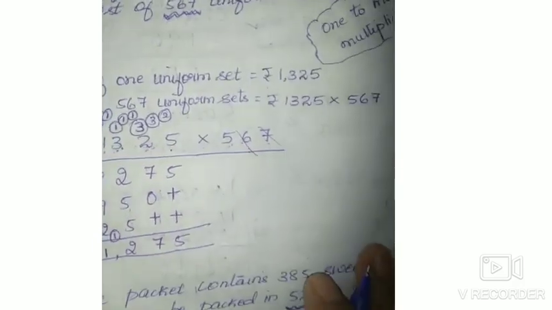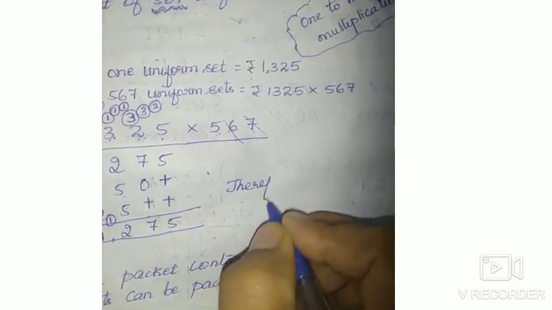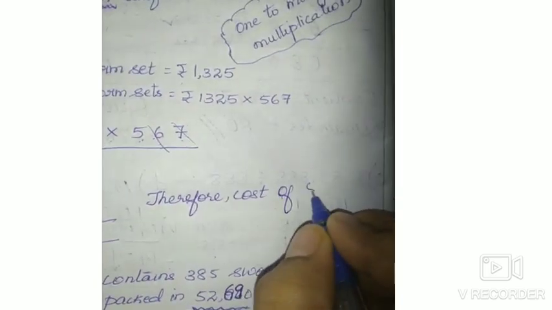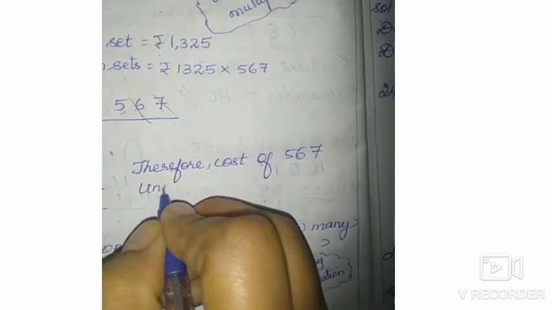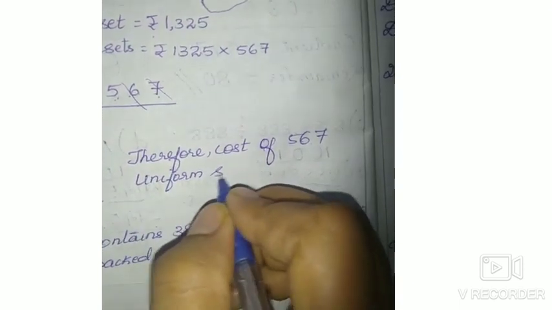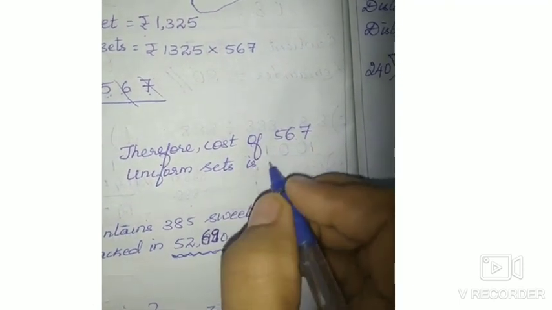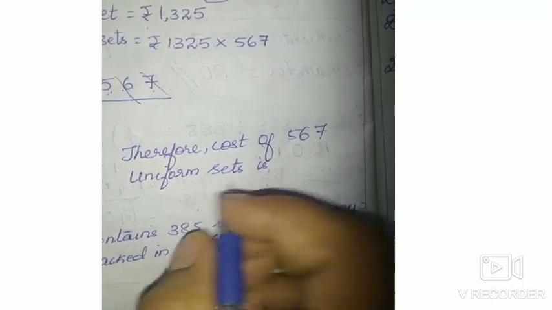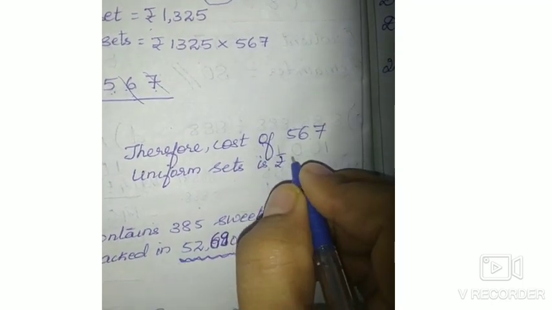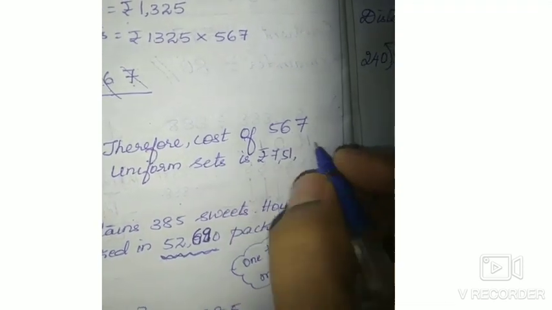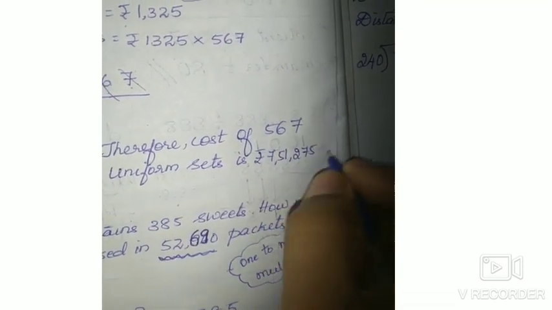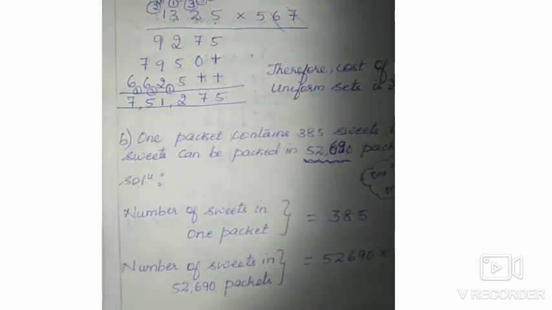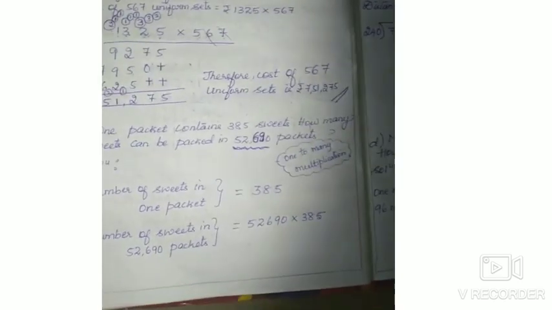So you can write the conclusion statement. Therefore, cost of 567 uniform sets is, you have to write the statement in rupees because it is the amount. So rupees 7,51,275.